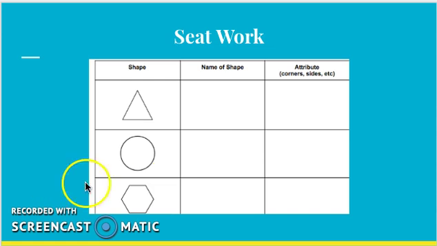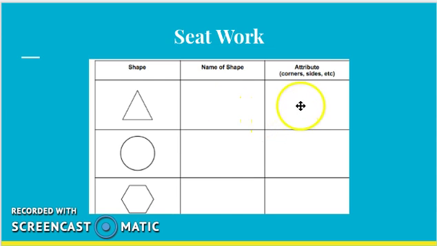Let's take a look at your seat work today. Your seat work is going to be a sheet of paper. It's going to have a picture of a shape. Your job is to write the name of the shape. It can get kind of tricky spelling the names of shapes. So the names of the shapes are written on the chart paper that we made earlier this week. So you can copy the chart paper to figure out how to spell it.